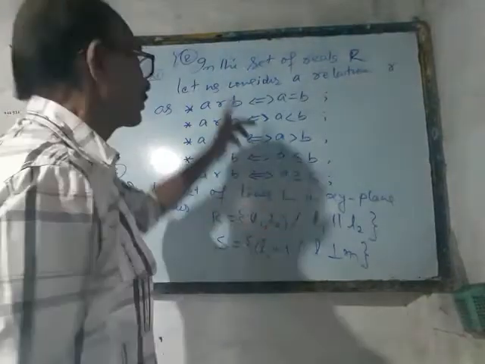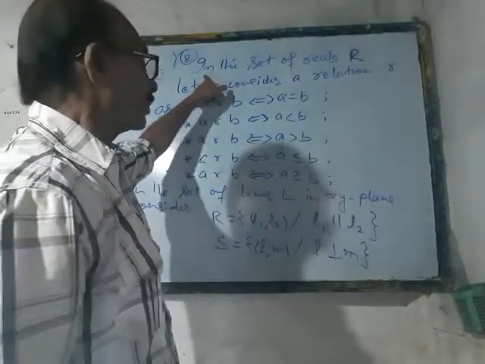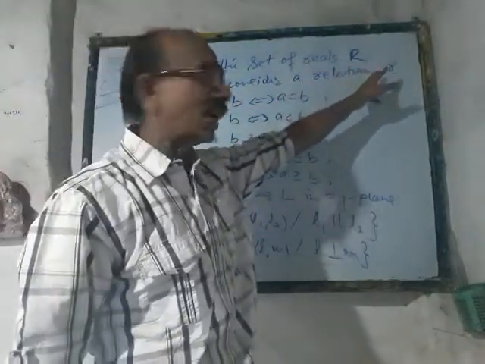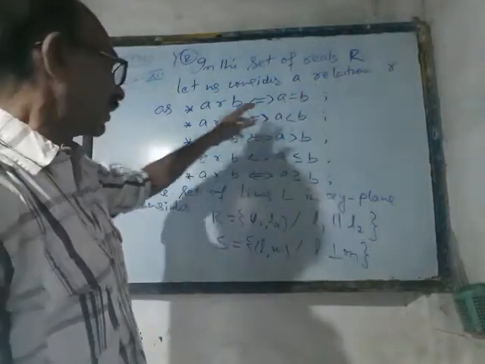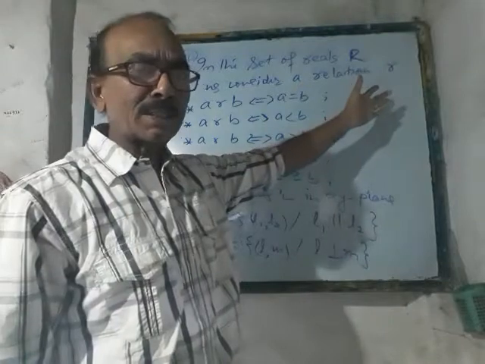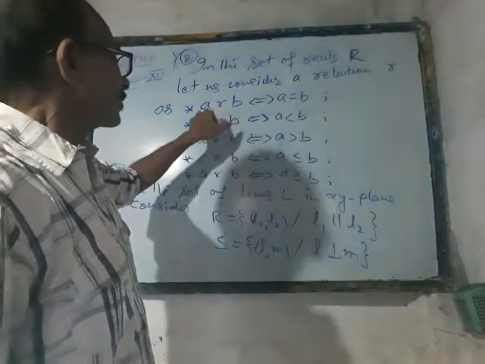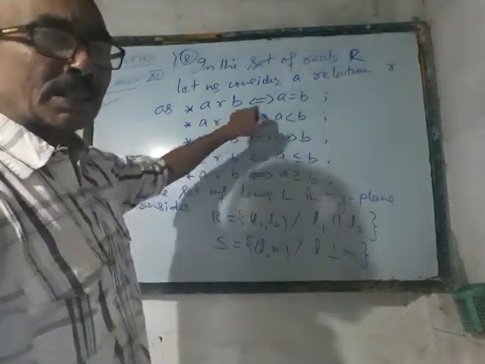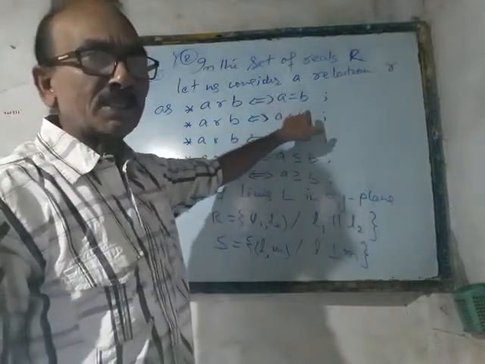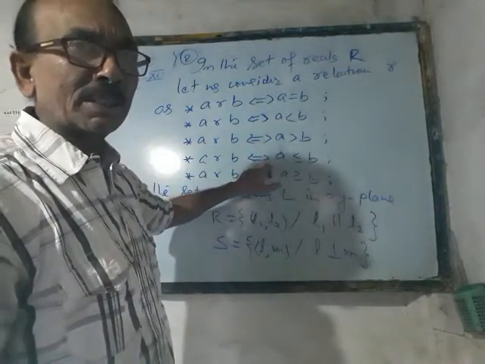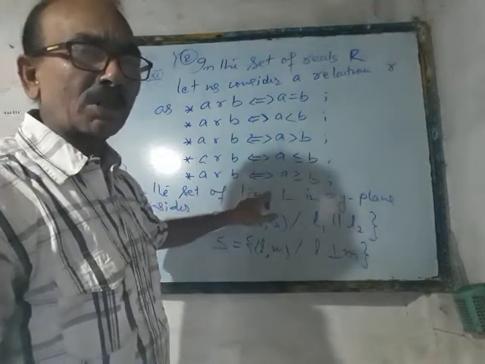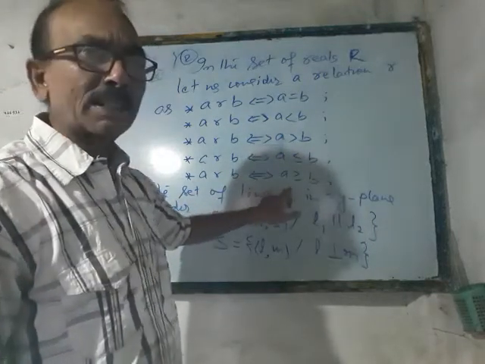Now just see. I have taken the second example, where we consider the set of reals R, and we are going to define some relations over the set R. The small r has been taken as the relation for various examples. So a is r-related to b if and only if a is equal to b. The next one is a is less than b, the third one is a is greater than b, the fourth one is a is less than or equal to b, and the fifth one is a is greater than or equal to b.